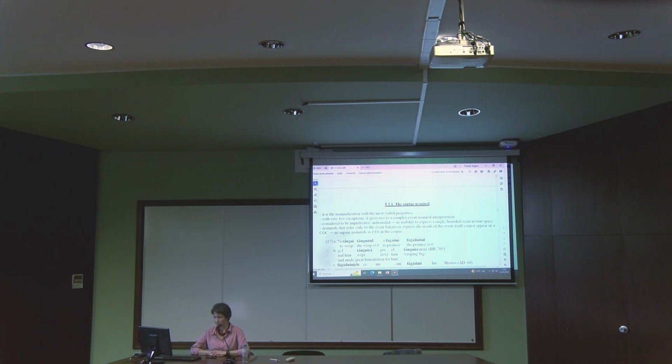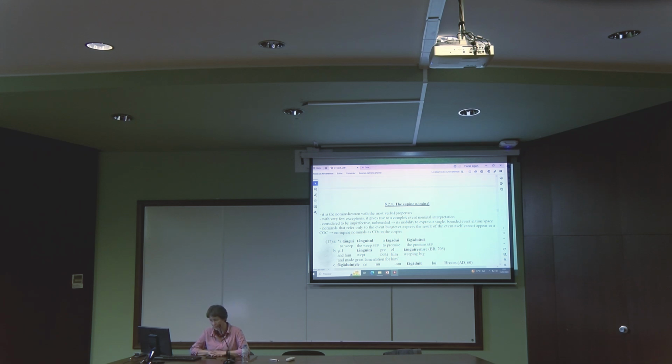First of all, let's see how the supine nominal can or cannot be in the CO position. It is the nominalization with the most verbal properties. This means that with very few exceptions, it gives rise to a complex event nominal interpretation. It is considered to be imperfective or unbounded. This is why we can argue in favor of its inability to express a single bounded event in time or space.